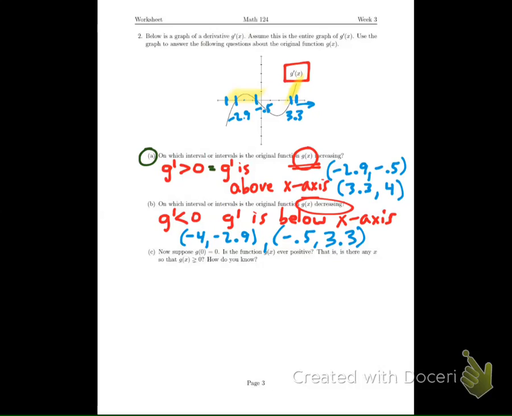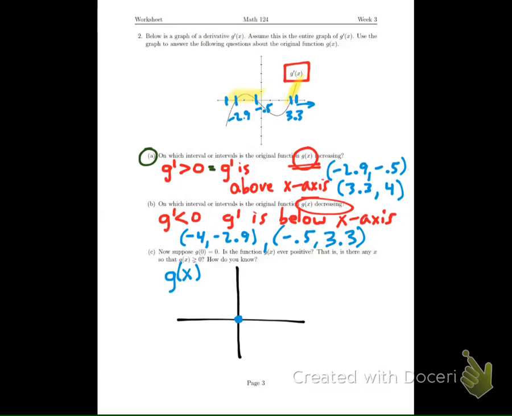Now suppose that g of 0 is equal to 0. So let's draw that. G of 0 is equal to 0, so if this is our estimate of the graph of g of x, is the function g of x ever positive? That is, are there any x so that g of x is greater than or equal to 0? Well, we already know that g of x is equal to 0 right there at the origin.